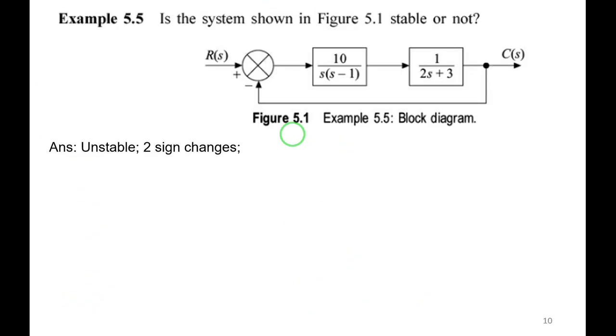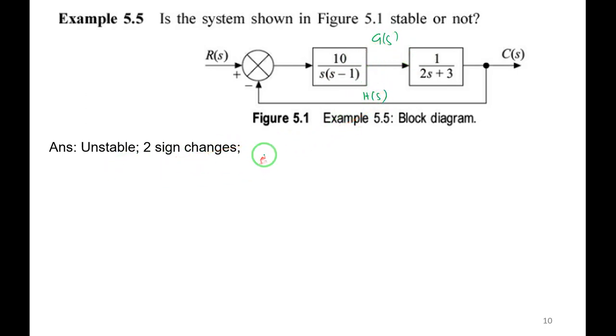Is the system shown in figure 5.1 stable or not? I want to find out, right? Okay, we'll find out. So this is G of S, this into this. They are in series, cascade. So multiply, this is G of S and this is H of S.